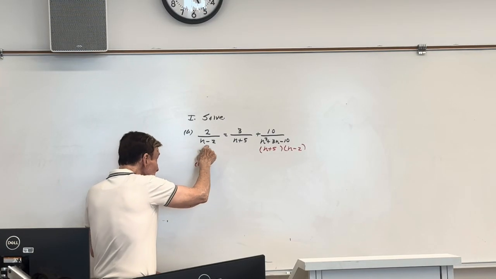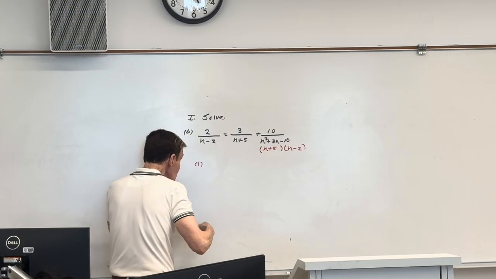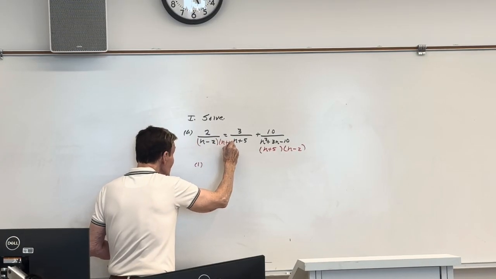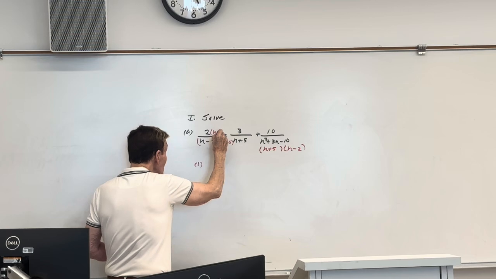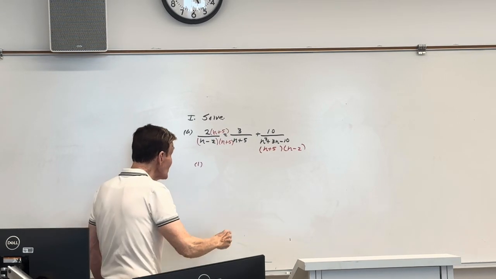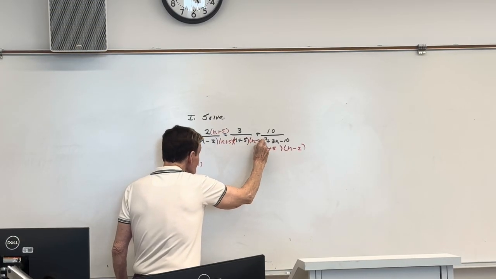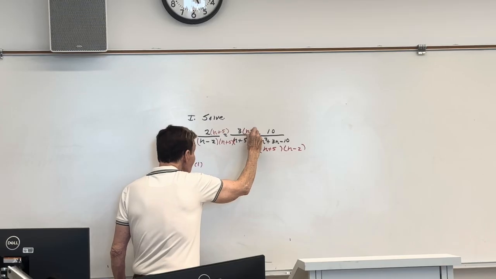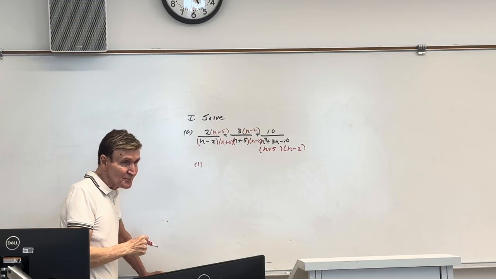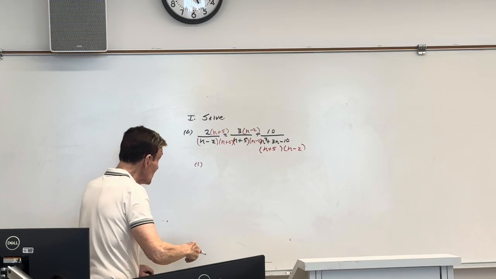The first fraction has the n subtract 2. It's missing the n plus 5 for my common denominator, so I'll put that in right here and here. My second fraction, 3 over n plus 5, is easily seen to be missing n subtract 2. Just gotta be patient, put it in. The last fraction has everything it needs. Nothing to be done there. Now all I need to do is clean this up and be very careful.